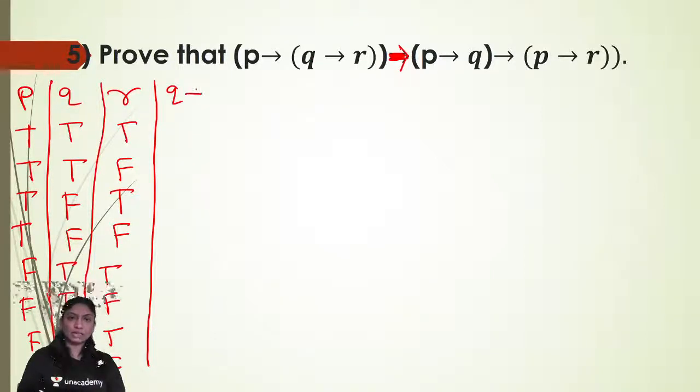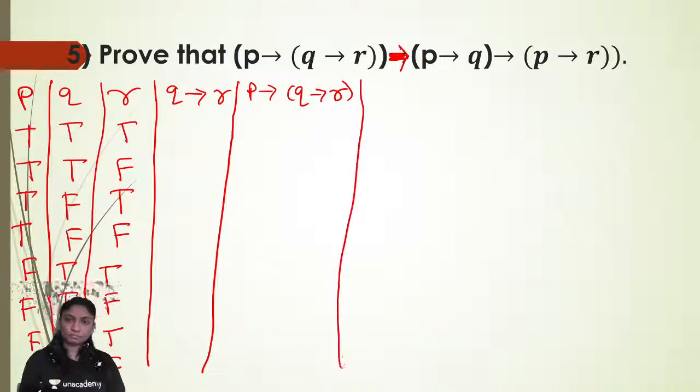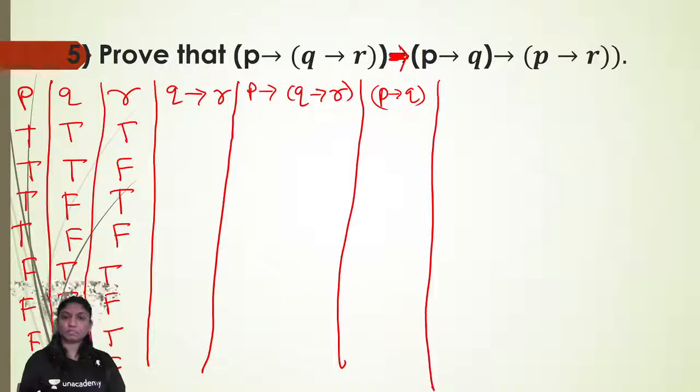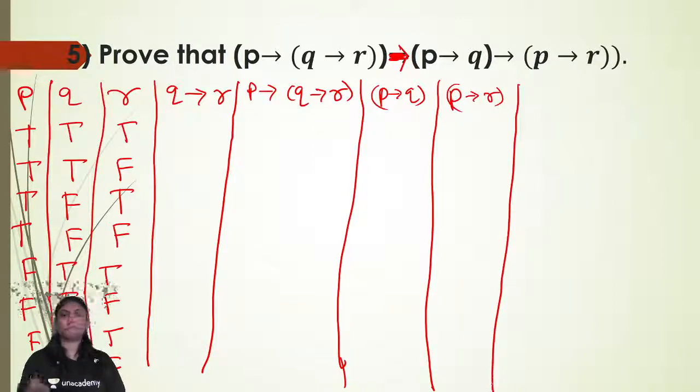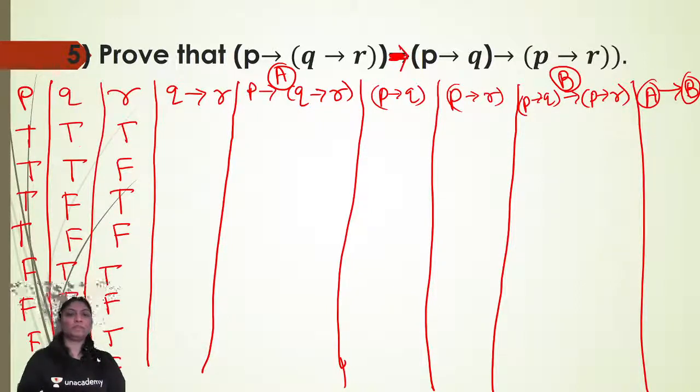Now we require first Q implies R. Then P implies Q implies R. Then we require P implies Q. Then P implies R. So P implies Q implies P implies R. And finally, we'll say that this is our statement B, and we say that P implies Q implies R is a statement A, and finally we prove that A implies B, right?